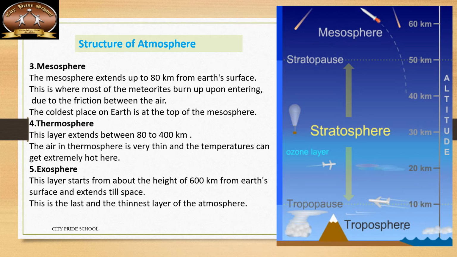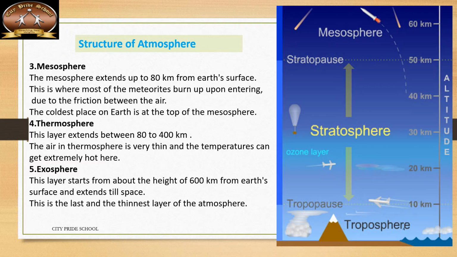The next layer is the thermosphere. This layer extends from 80 up to 400 kilometers, and the layer in the atmosphere is very thin, and the temperature can get extremely hot. And one more important thing is the ionosphere is also a part of this, which helps in radio transmission. In fact, the radio waves transmitted from the Earth are reflected back to the Earth by this layer, the thermosphere. This is also a very important layer.